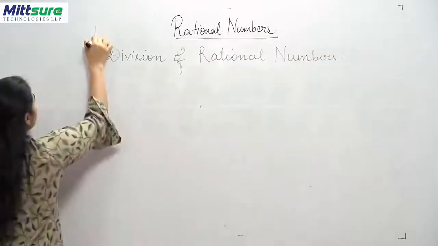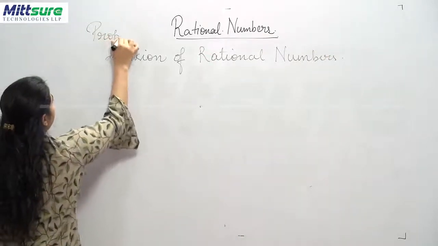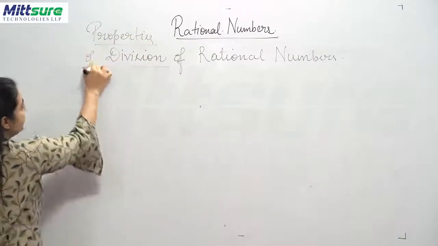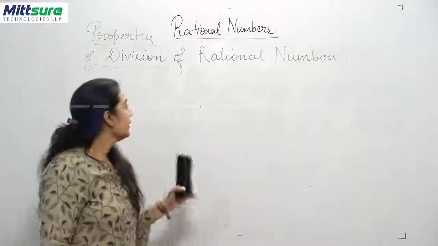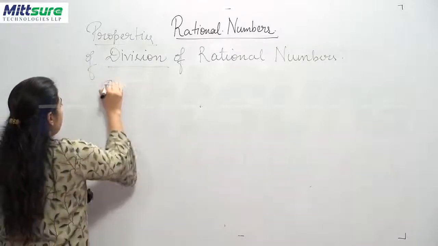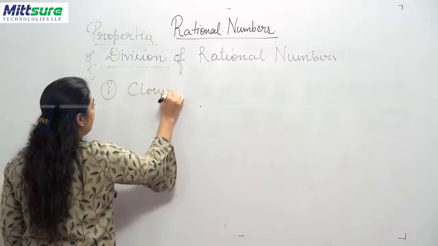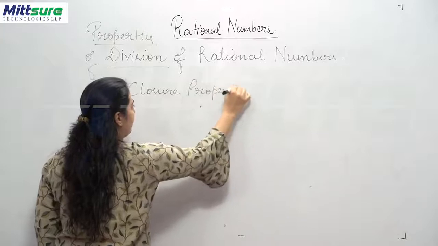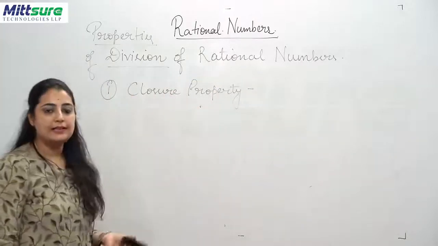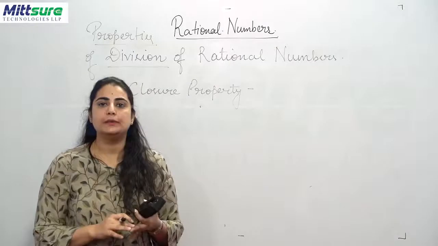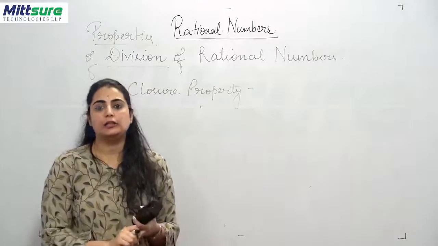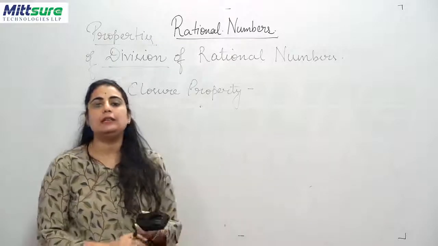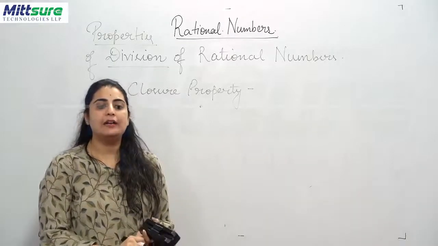or we can say the properties of division of rational numbers. Here, the first one is the closure property. Clear? The closure property says that whenever two rational numbers are divided with each other, the quotient is always a rational number. That we have already seen in the many examples that we have done.